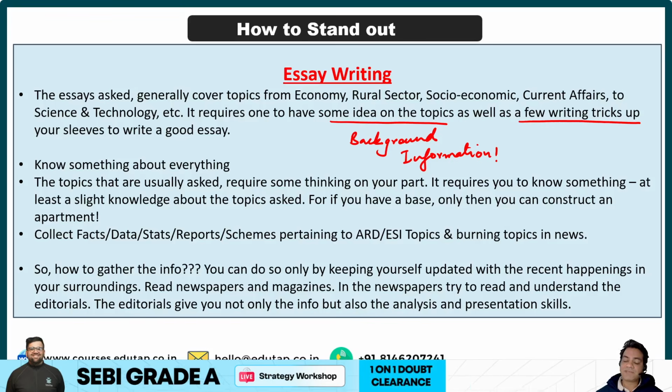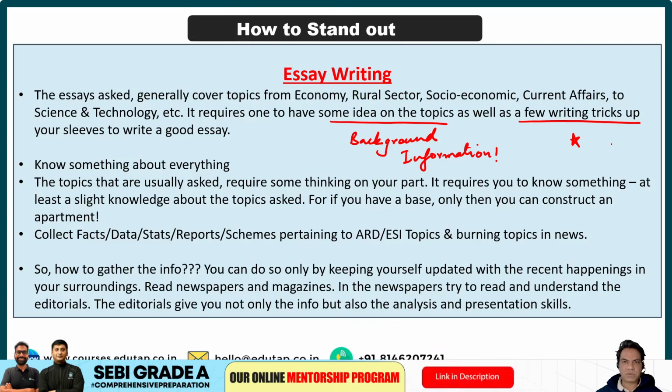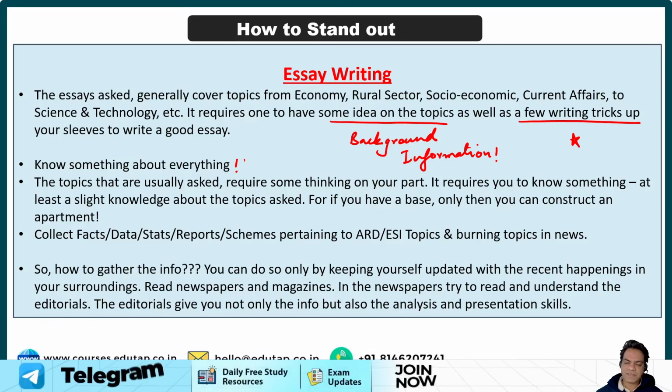And second thing, if you have background information, then how to execute that information to frame an essay. So for that you need writing tricks up your sleeve. You need articulation, drafting skills. So first thing is, guys, know something about everything. Get to know as much as you can about what is happening around you, about things talked about in current affairs. The topics that are asked usually require some thinking on your part.